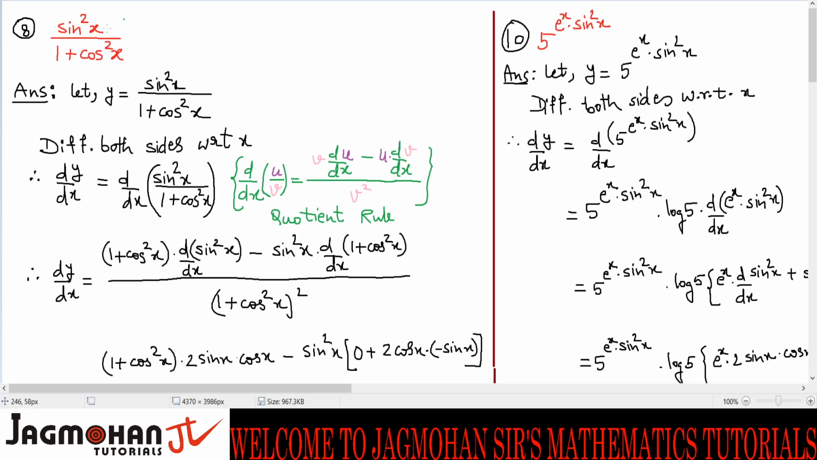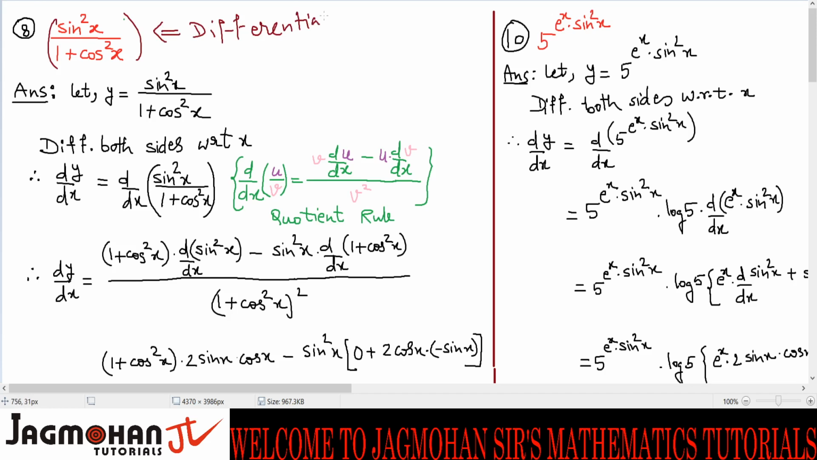Now, in the previous lecture number 4, I had solved 7 questions for you. That is, we had differentiated 7 functions of x with respect to x. And here, this is question number 8. What we have to do? Once again, we have to differentiate this given function of x with respect to x.